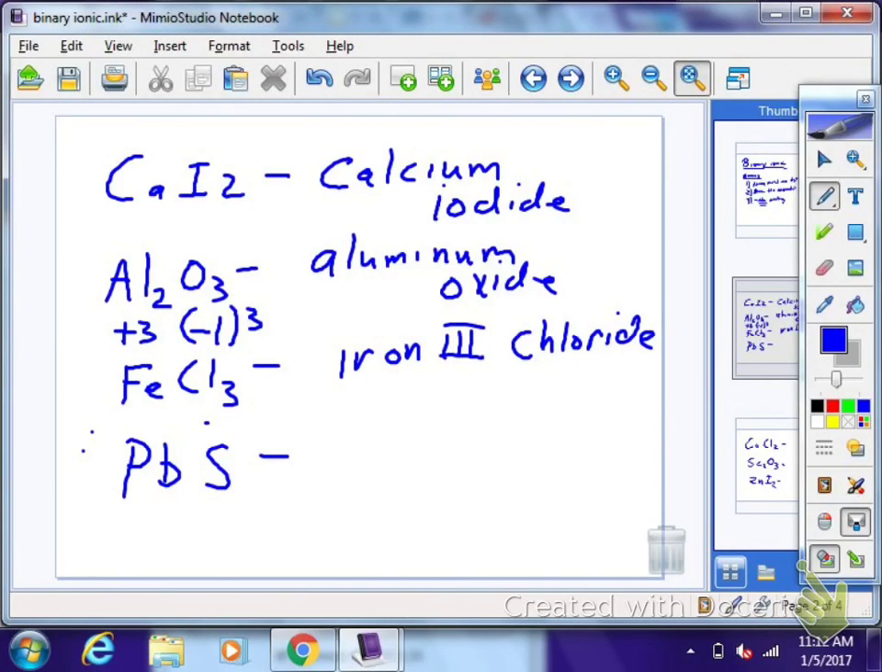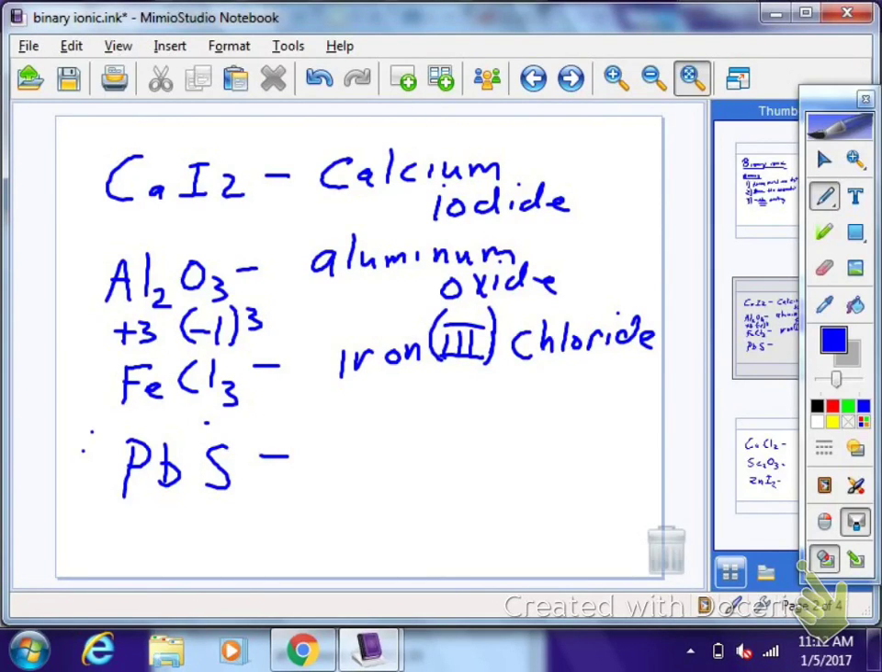And then a lot of times we put it in parentheses just to kind of separate it out. But iron(III) chloride. So all you do is you use the known charge, the negative charge, and find out what the positive charge has to be to balance it out overall. So go ahead and do the next one to see if you can get it right.